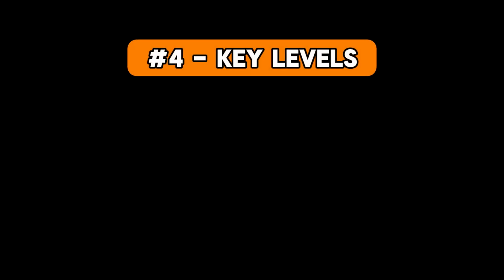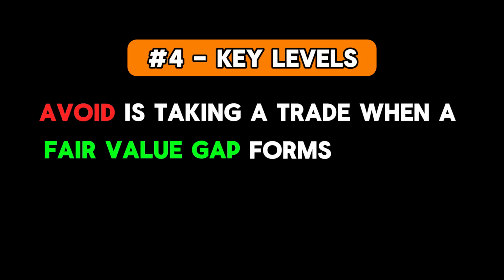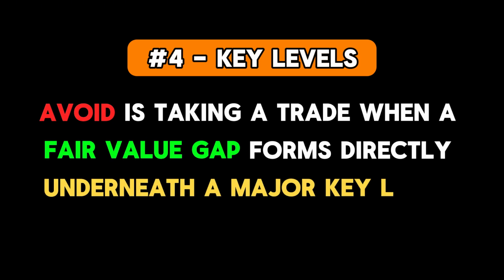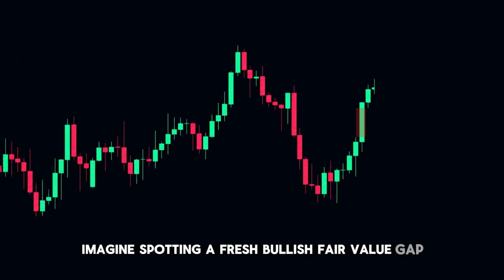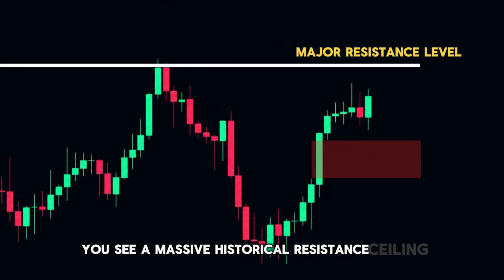The fourth scenario you should strictly avoid is taking a trade when a fair value gap forms directly underneath a major key level. Imagine spotting a fresh bullish fair value gap, but as you look just above it, you see a massive historical resistance ceiling.